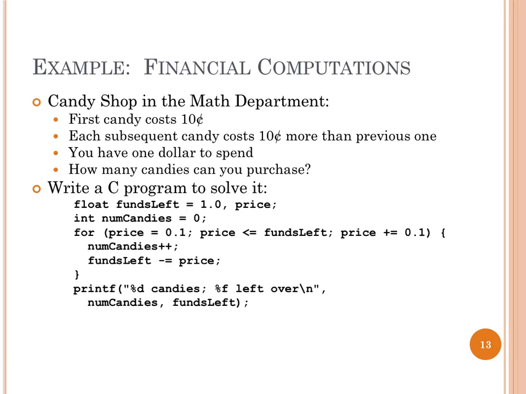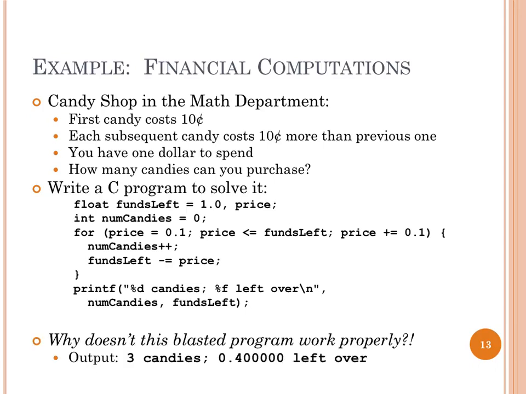Well, I'm not going to have anybody type it in and give it a run, but you should if you don't believe me. It works in C, it works in C++, and it works in Java. As in, it doesn't work in any of those languages. So if you were to run this, you would see it print out that you have 3 candies that you can purchase and you have 40 cents left over, which seems to be plenty enough to buy the 4th candy, right? Why doesn't that work?